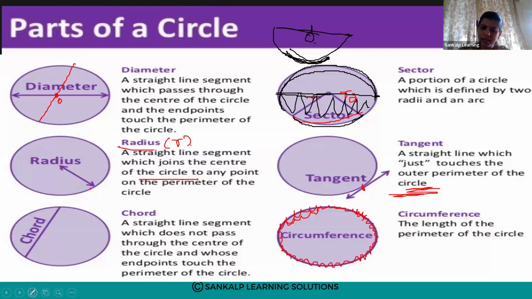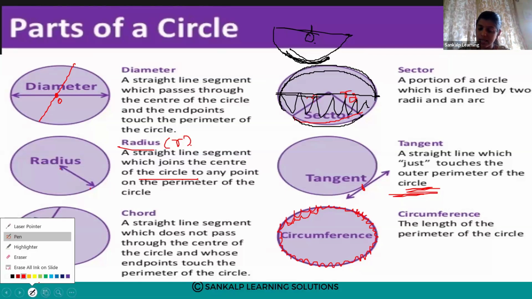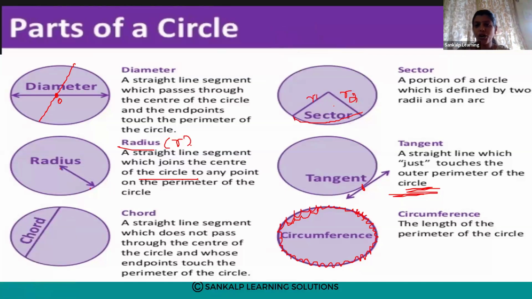How are we going to calculate the length of the arc? Theta divided by 360 into 2 pi r. When you know the angle theta, where does angle theta form? See here, this is center O. When two lines combine, at that point angle theta will form. So here theta will form, and this is the sector.